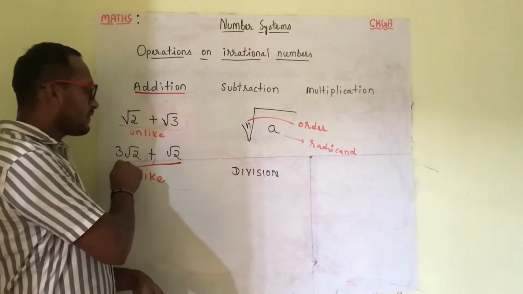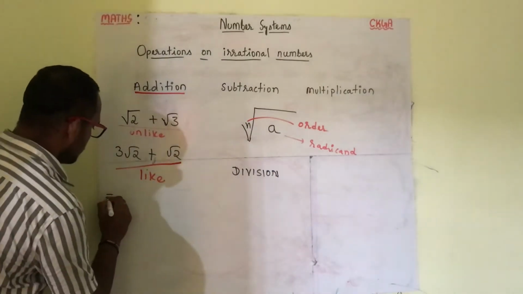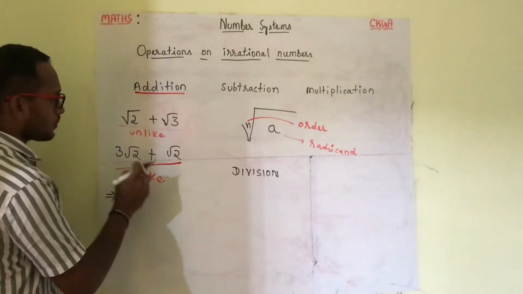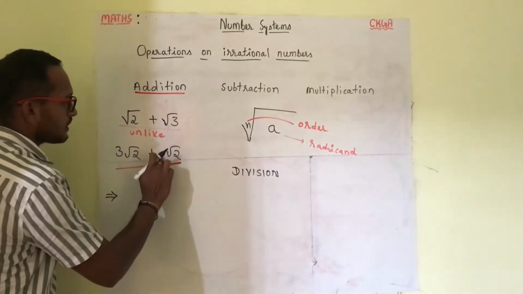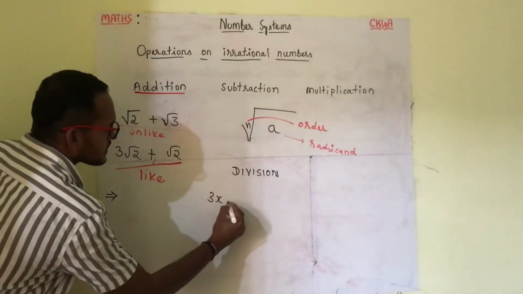But you can add 3 root 2 plus root 2. Let me take an example. How can I add 3 root 2 plus root 2 here? Here, in 3 root 2, and the second term has nothing written, which means you have to imagine there is 1 root 2. That's similar to something like 3x plus x.